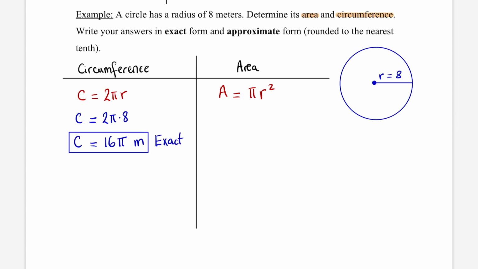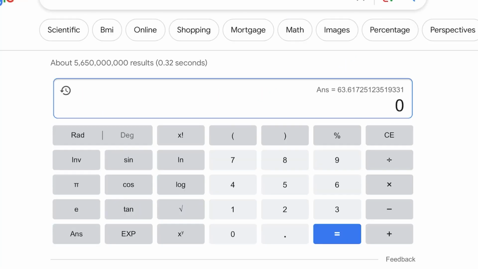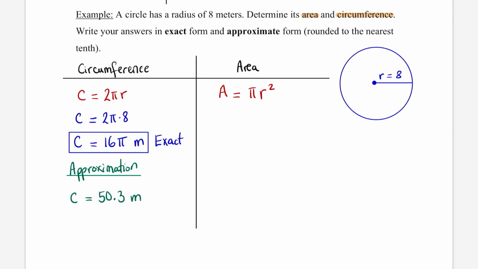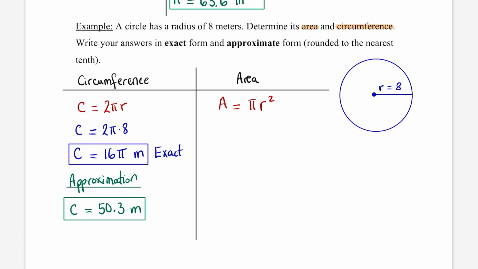To find the approximation, I'll just take 16 times pi, and I put that in my calculator. 16 times pi. This is my approximation, and the question is asking me to round to the nearest tenth, so that is 50.3 meters. 16 pi meters and 50.3 meters are both the circumference of this circle. They are just in two different formats.